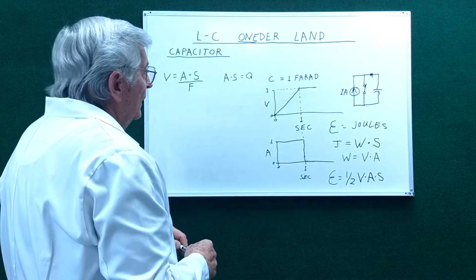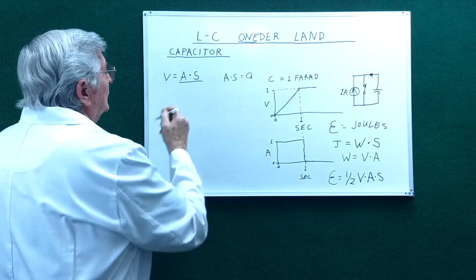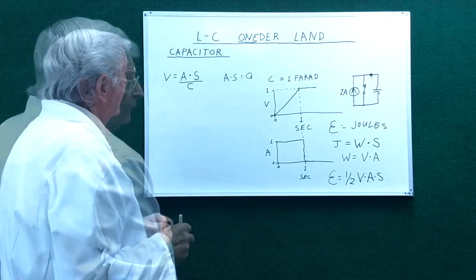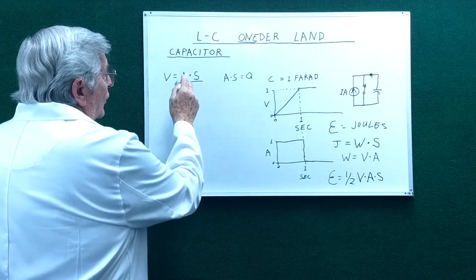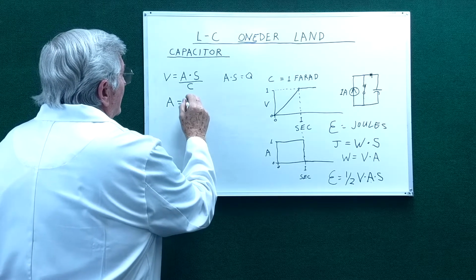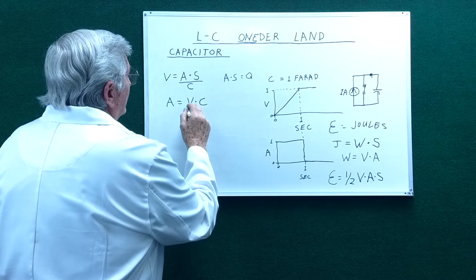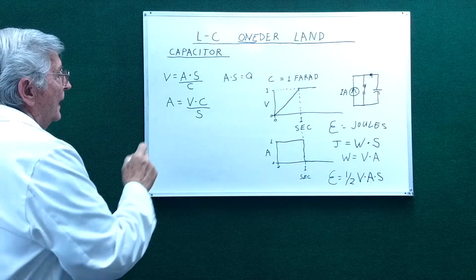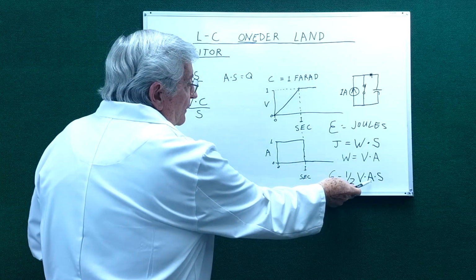So let's change this symbol back to C. The C is equal to 1 farad still. Okay, let's solve that equation for amps. So amps equals volts times the capacitance divided by the time in seconds. And now let's take that value for A and put it into that equation.